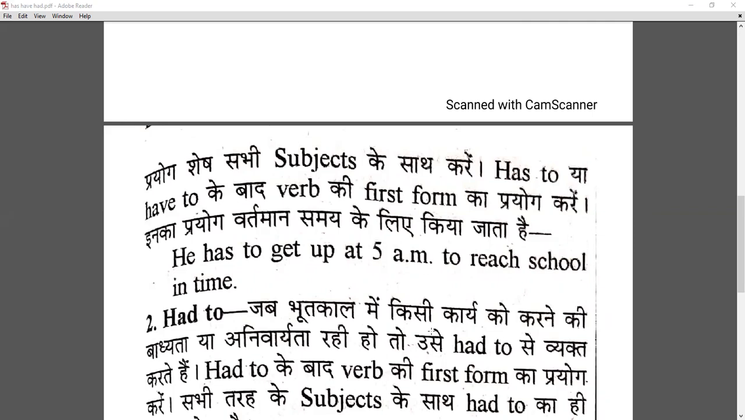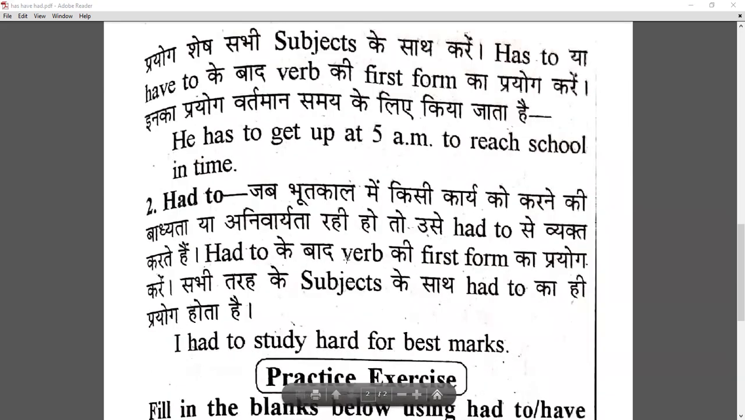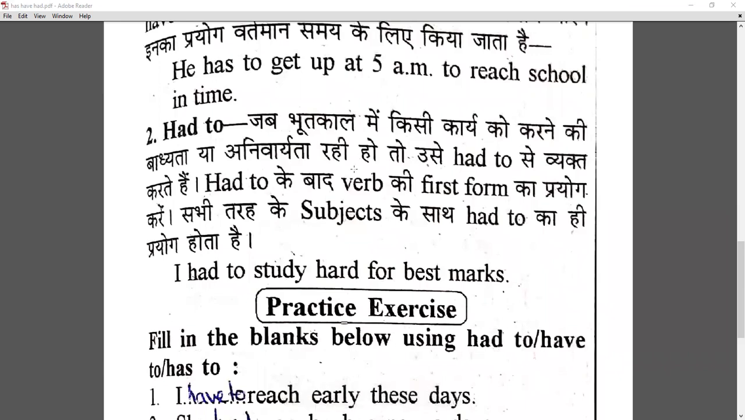So he has to get up at 5 a.m. to reach school in time. So see, यहाँ पे he आ रहा है, he singular है, third person है, along with that we used has to because it's talking about present. And you can see get जो इसमें आ रहा है, it's the first form that is used just after has to. When we move to had to क्या है?